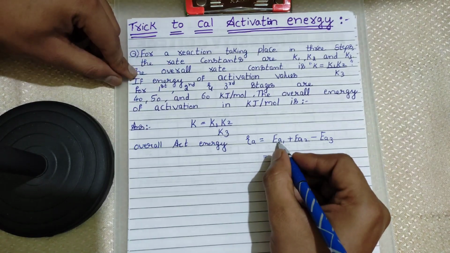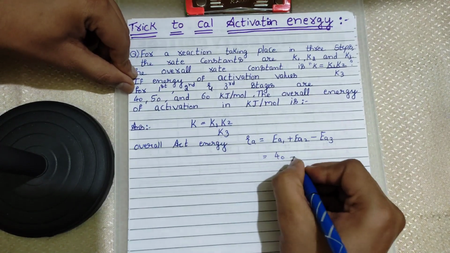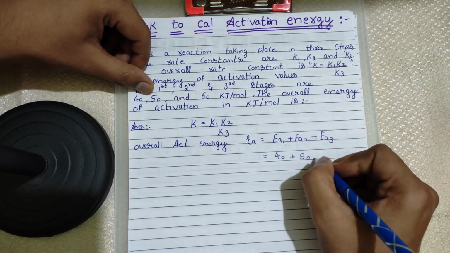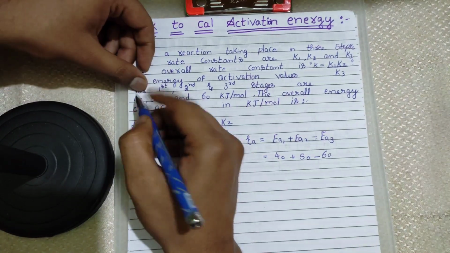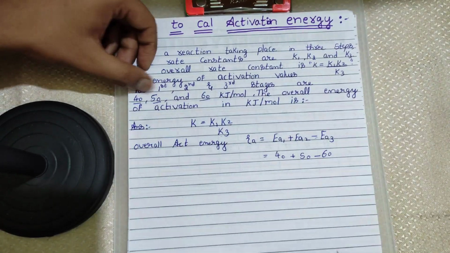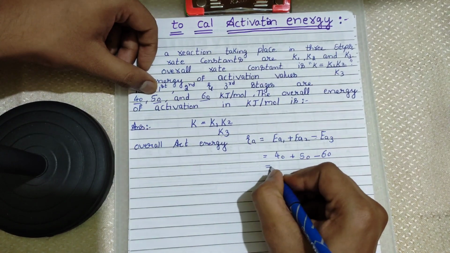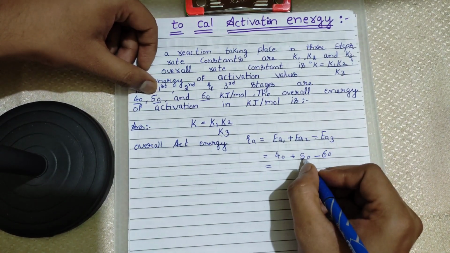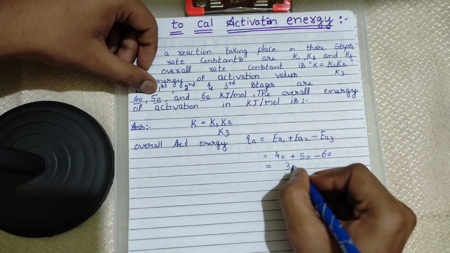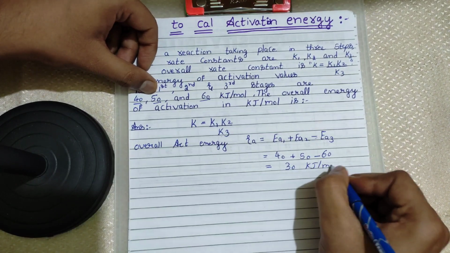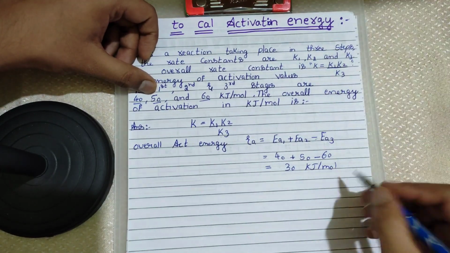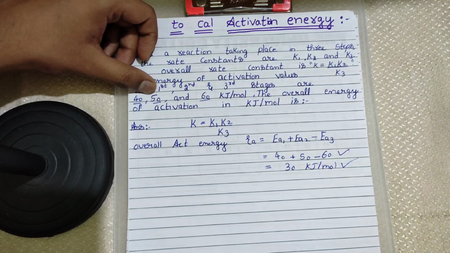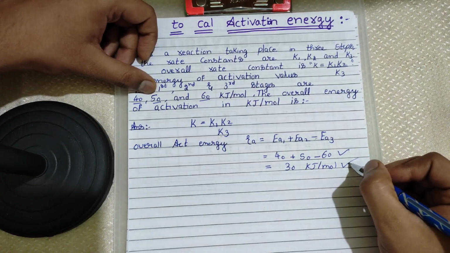That's all. What is K1's activation energy? 40 plus 50, and this one is 60. They have given already, right? 40, 50 and 60 are K1, K2 and K3's activation energies. Now 40 plus 50 is 90. 90 minus 60 is 30 kilojoule per mole. Am I right? In just 2 steps you got your answer.